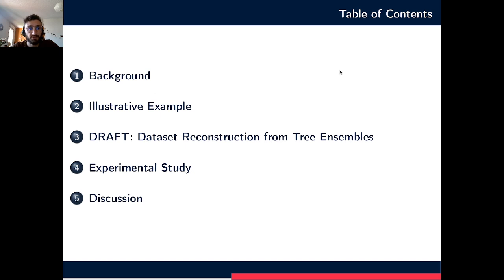For this presentation, I will first provide some background notions. Then I will show with an illustrative example how the structure of a decision tree or of an ensemble of decision trees can be used to reconstruct its training data. Then I will present with more details the framework we proposed to reconstruct the training set of a random forest, which is coined DRAFT, for Dataset Reconstruction Attacks from Tree Ensembles. Then I will present an experimental evaluation of it, and finally I will conclude.